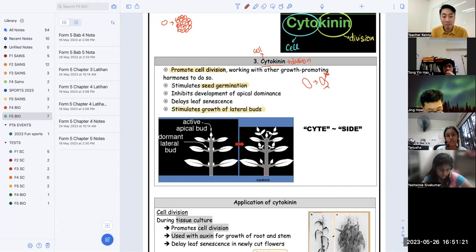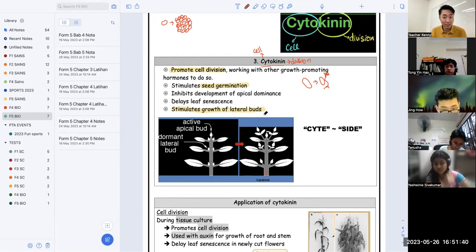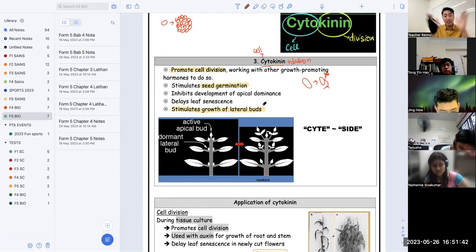What's a lateral bud again? Look here. These are called lateral buds. You see, if I spray cytokinin, what happens to them? They turn into branches. So if the plant wants to make itself more bushy, it will release a lot of cytokinin. It will increase, and you get to see the branches. Wow, the tree is so bushy, so nice. Cytokinins work. Understand that?